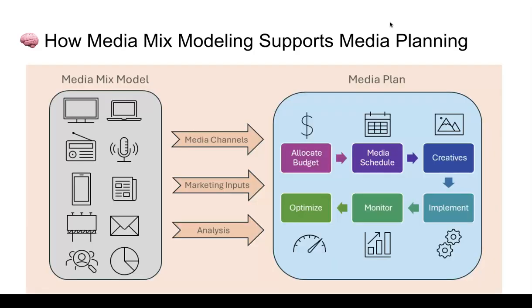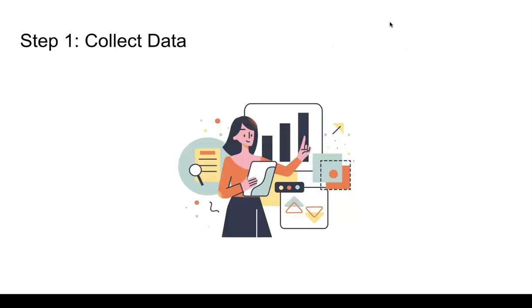So how media mix modeling supports media planning. Media mix modeling plays an important role in media planning and budget allocation. So here's how it works. The first step is to collect data. You can gather historical data like media spend, sales results, ad reach and frequency, seasonality, and competitor activity.